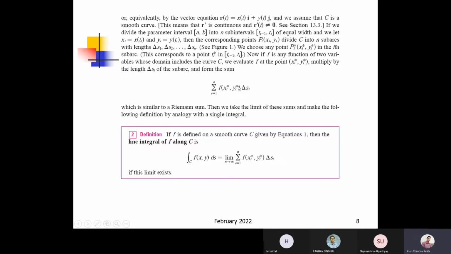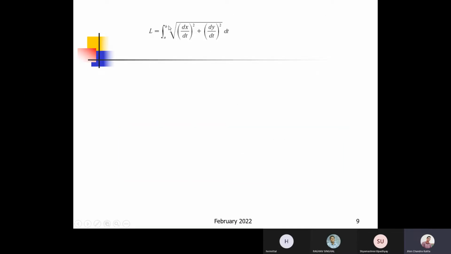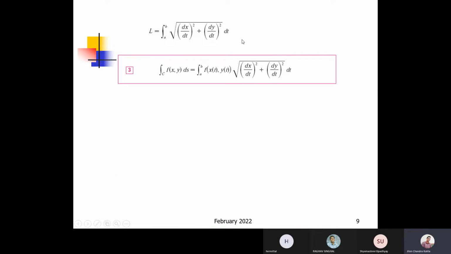But let me tell you, this is going to assume full significance later on when we do the line integral of vector functions. This is the formal definition I have already told you, and from the arc length formula, this is the length of that curve. But if we use the differential from the arc length, this is going to convert it into this.